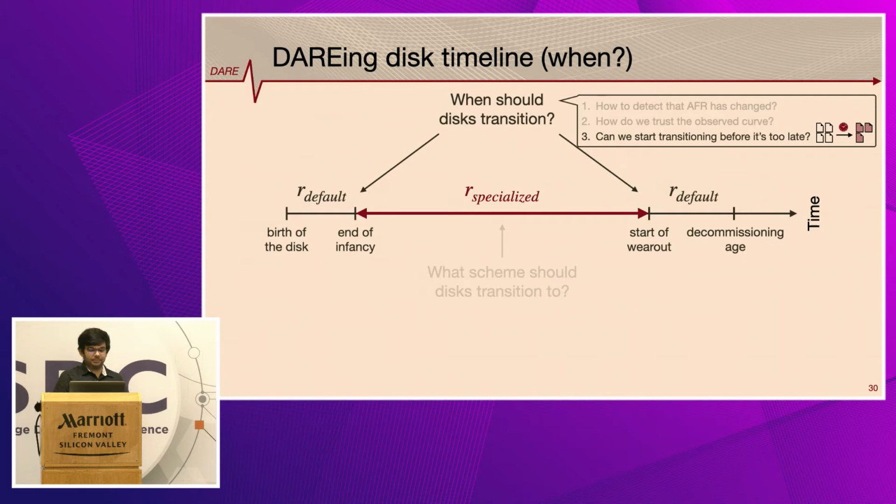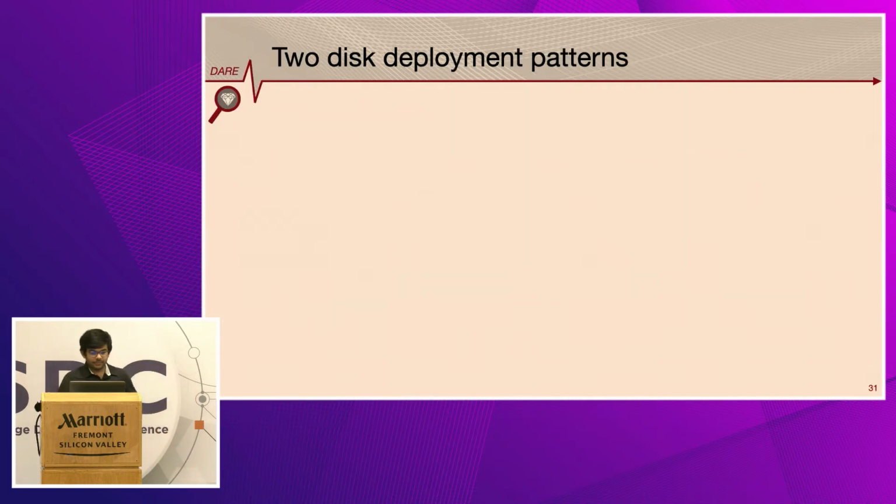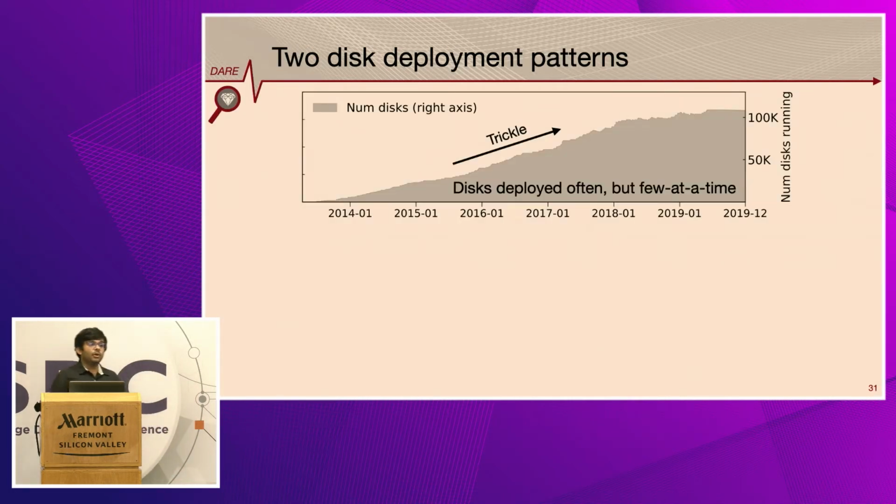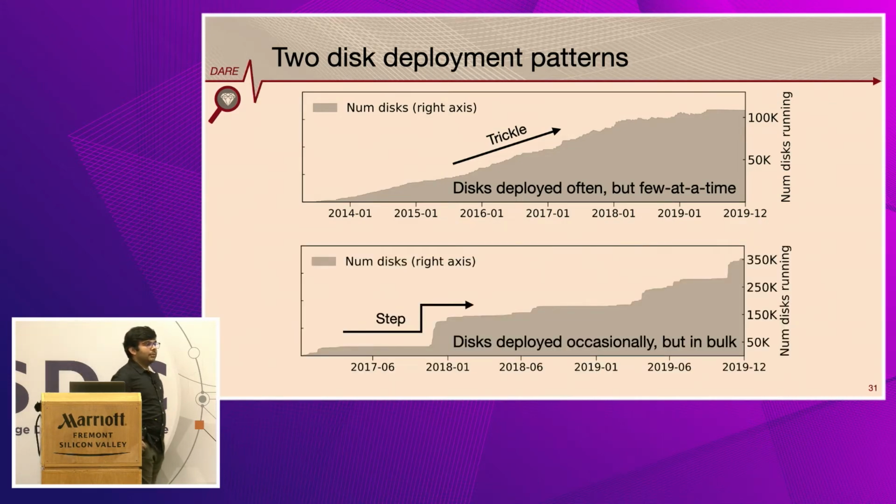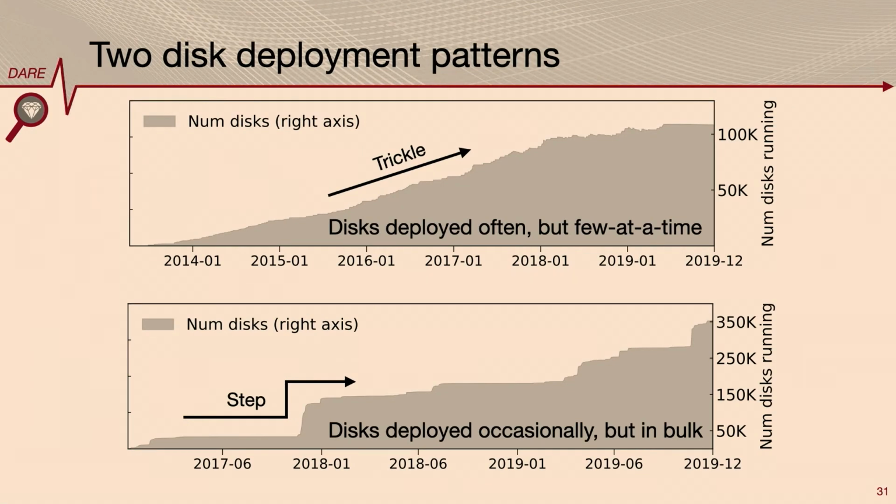proactive transition initiator. So before we go into the details of how we do it, we observe two interesting disk deployment patterns that are going to govern how our proactive transitions are going to work. So the first is something that we call trickle deployments, where you see this cluster where disks are deployed few at a time, but regularly, causing a gradual increase in the disk population. This is in contrast to other kinds of clusters we looked at, where disks were deployed in tens of thousands of disks within a very short span of time, which we call step deployments. We are going to see that Pacemaker has different solutions based on whether the deployment pattern is trickle or step.